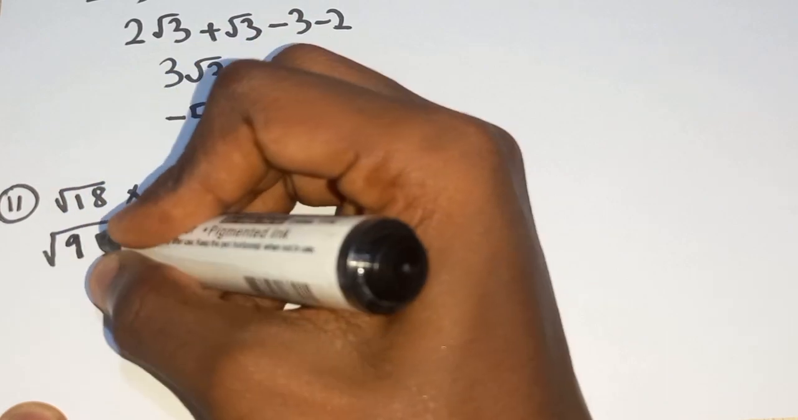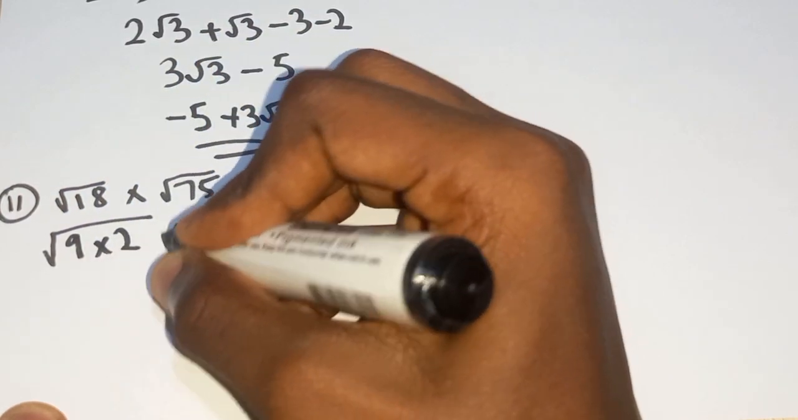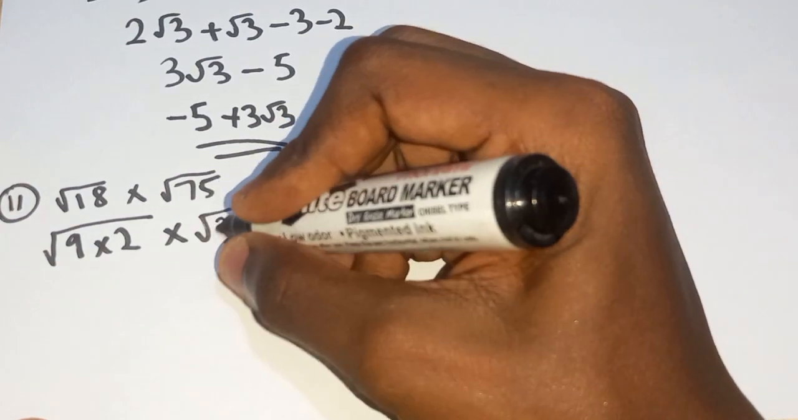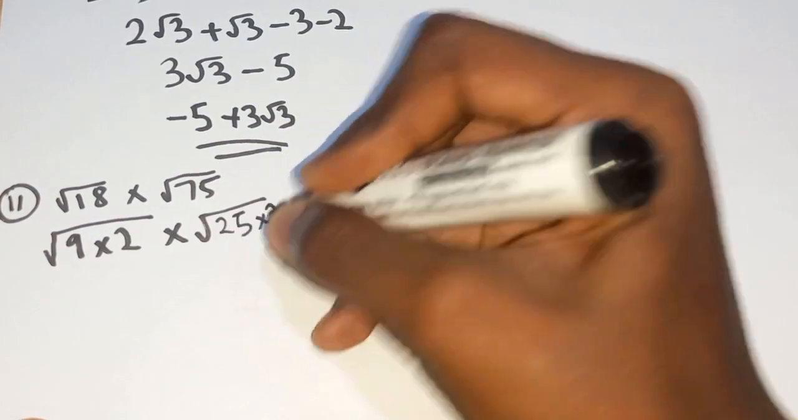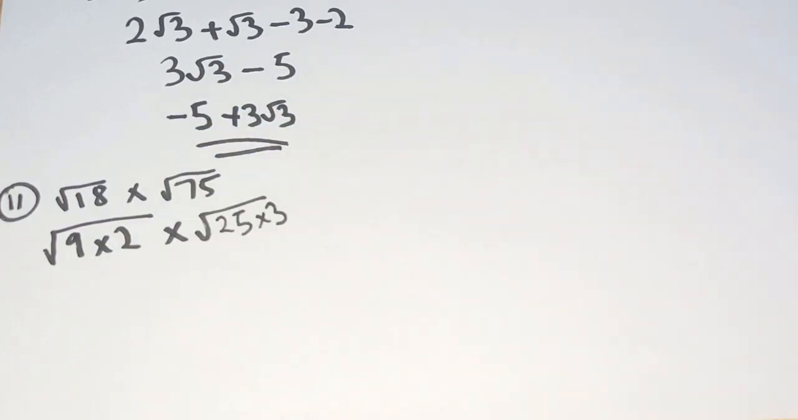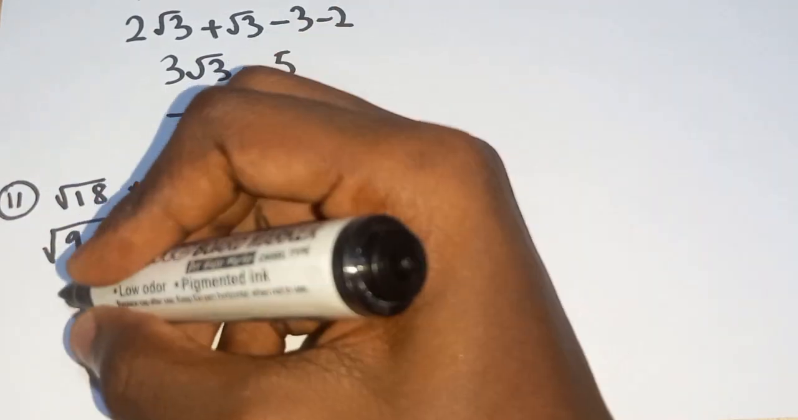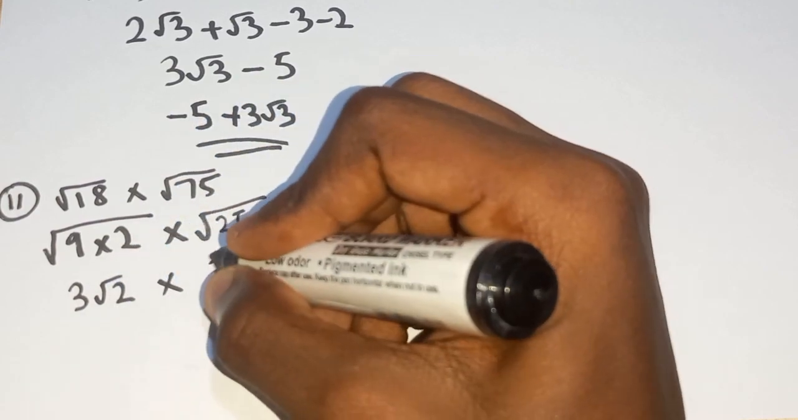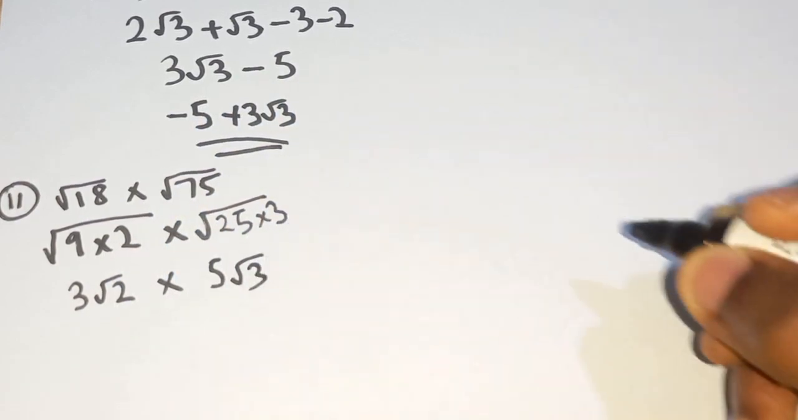So by so doing, write 9 times 2 under the root. Let's punch it on a calculator. You have 5 root 3. So then 25 times 3. Someone is asking, where from the 9 and the 25? The square root of 9 is 3. The square root of 25 is 5. We can write 3 root 2 times 5 root 3.